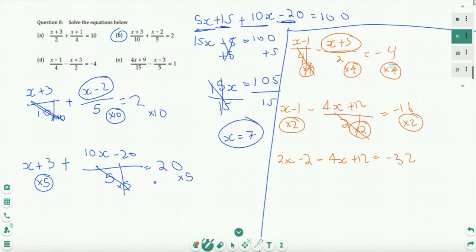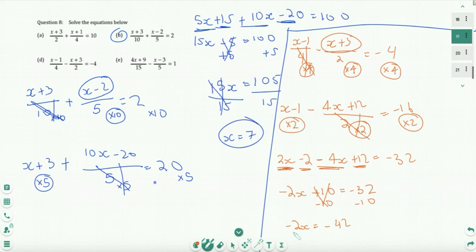And we can combine the like terms, okay? So 2x minus 4x is negative 2x. And then negative 2 plus 12 is positive 10. And that's equal to negative 32. Then x is being multiplied by negative 2, then added by 10. Well, we'll get rid of the 10. So plus 10, we're going to minus 10 here. Balance it, so minus 10 here. Plus 10 minus 10 cancel out, so minus 2x equals minus 32 minus 10 is minus 42.